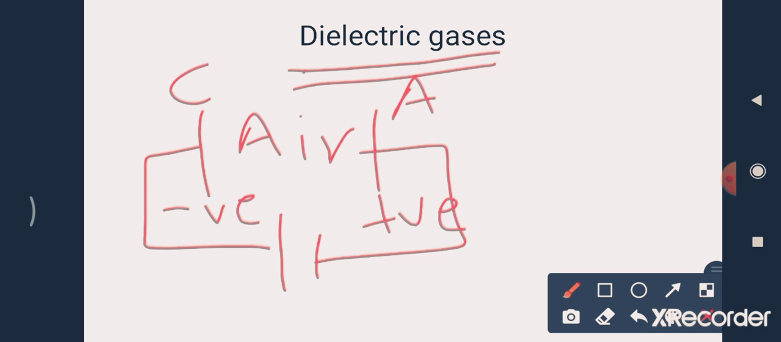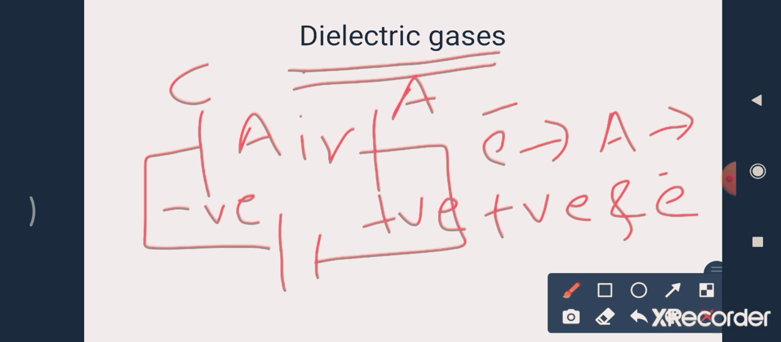First thing is, whenever we apply high voltage, electrons are generated in air. These electrons start colliding with the gas atoms. After collision, it produces positive ions and free electrons, and these free electrons are responsible for breakdown in dielectric gases.